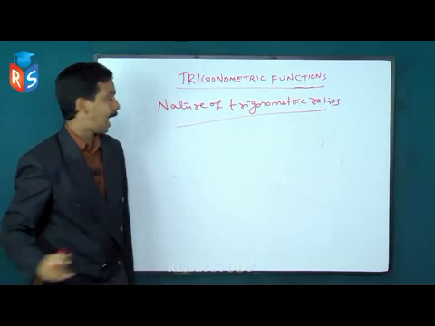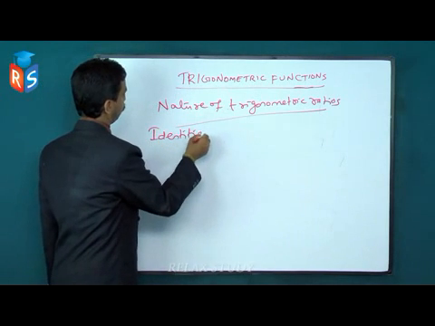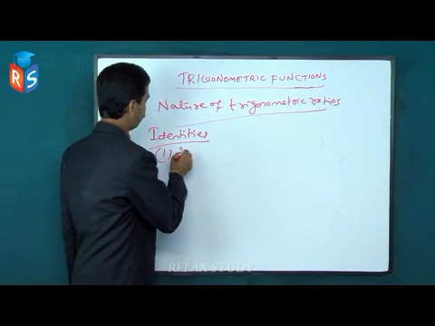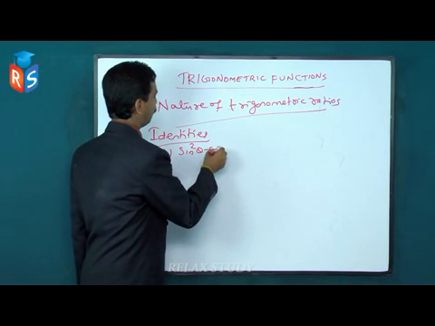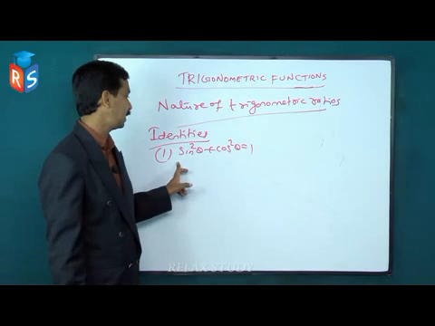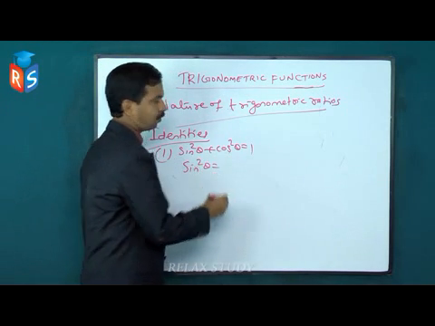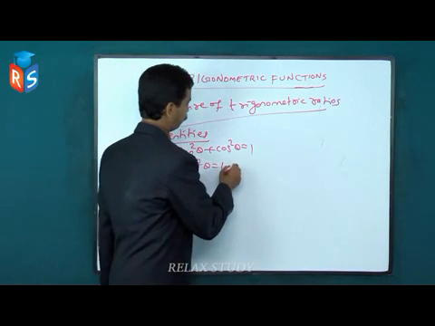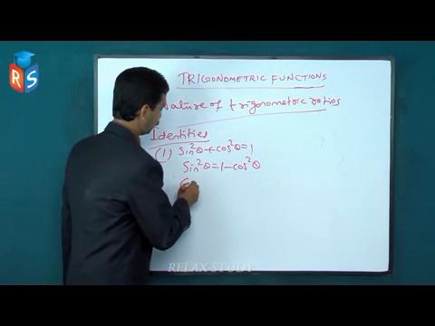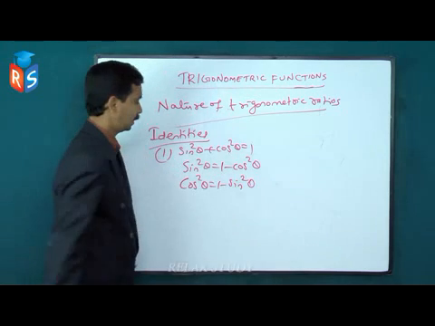Next we have some identities. First one, sin square theta plus cos square theta equals 1. This is the first identity. From this we get sin square theta equals 1 minus cos square theta, or cos square theta equals 1 minus sin square theta.